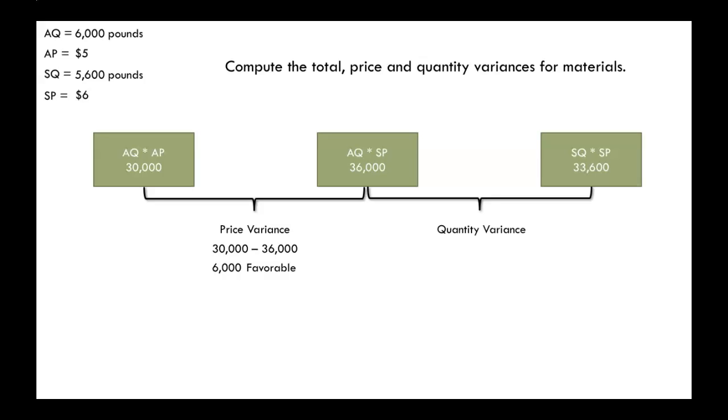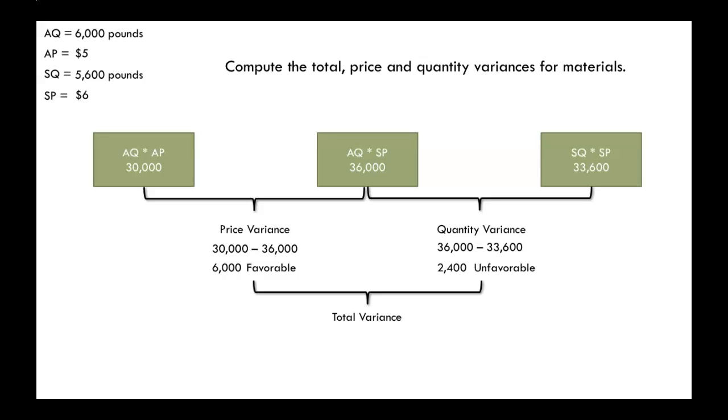Now our quantity variance. We're going to take the difference between our 36,000 and our 33,600, and we get this $2,400 amount. Here we're thinking about quantities. We actually used 6,000 pounds. Based off of our standard, we would have expected that we would have had to use 5,600 pounds. So since we used more in materials than what we expected to have to use, this is unfavorable.